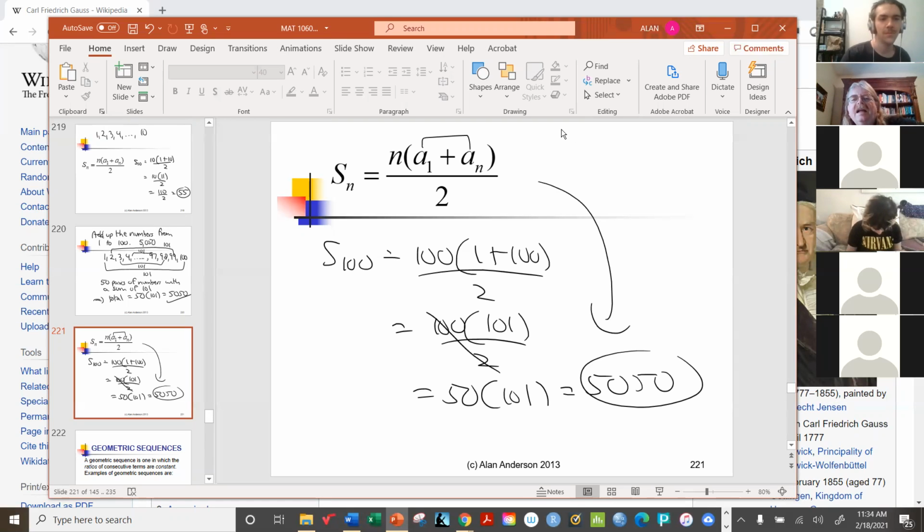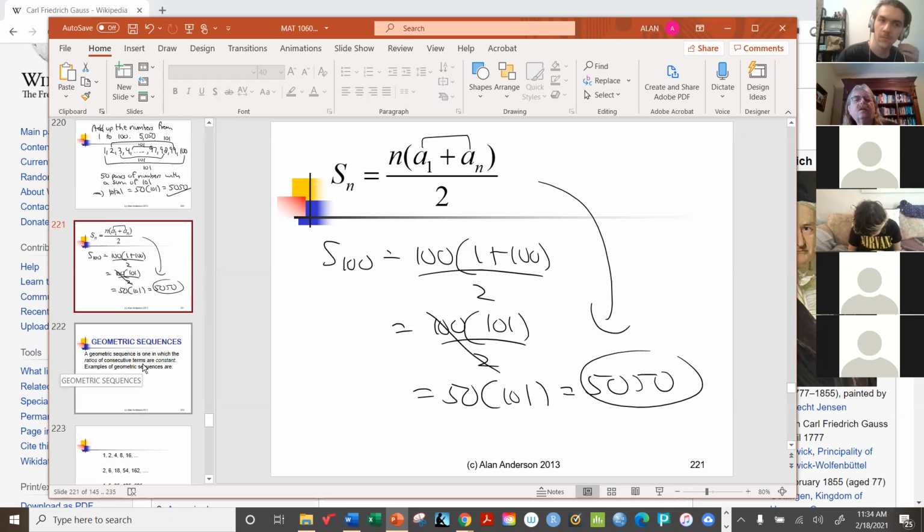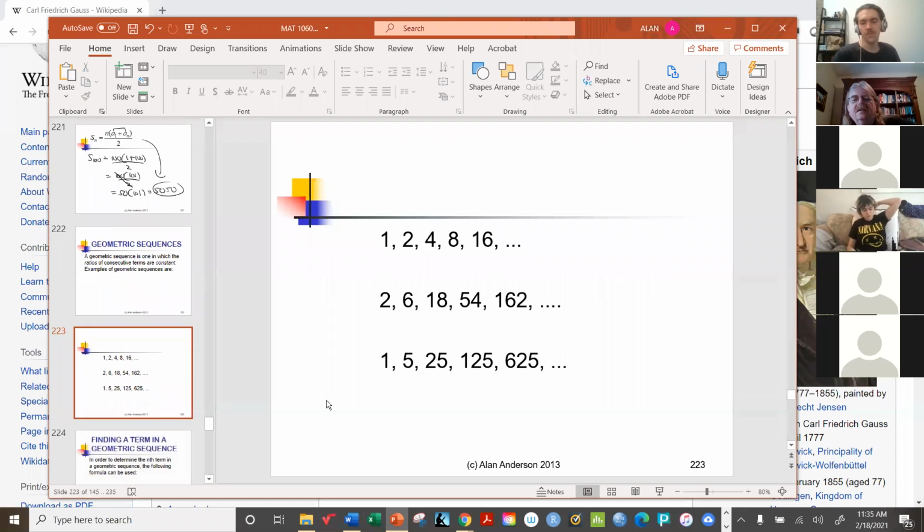Anyway, so now it's time to move on to the second kind of sequence, which is called the geometric sequences. These are a little bit different because instead of having a constant difference, they have what's called a constant ratio or multiplier. So let me show you what I mean by that.